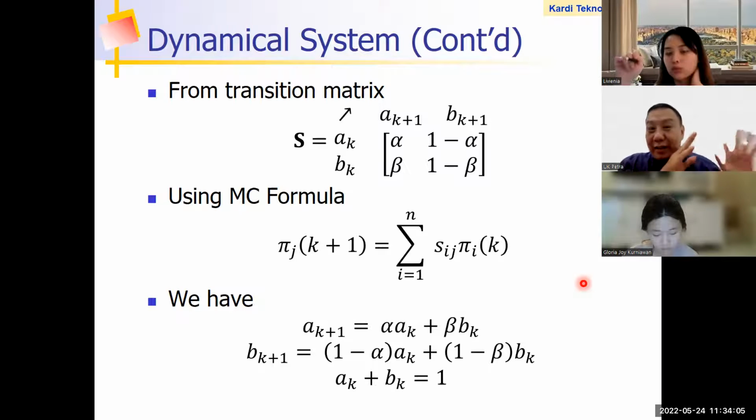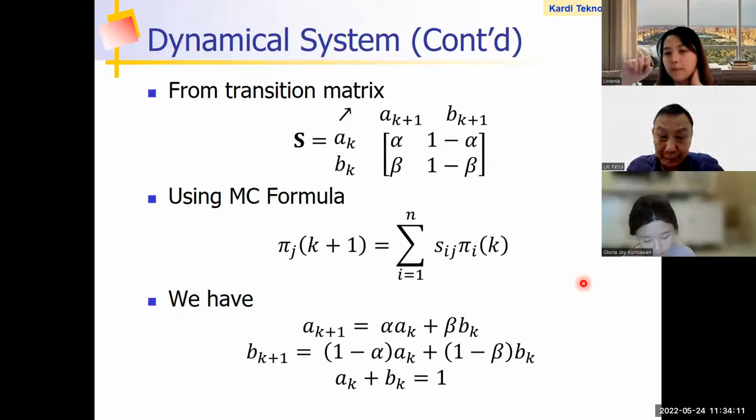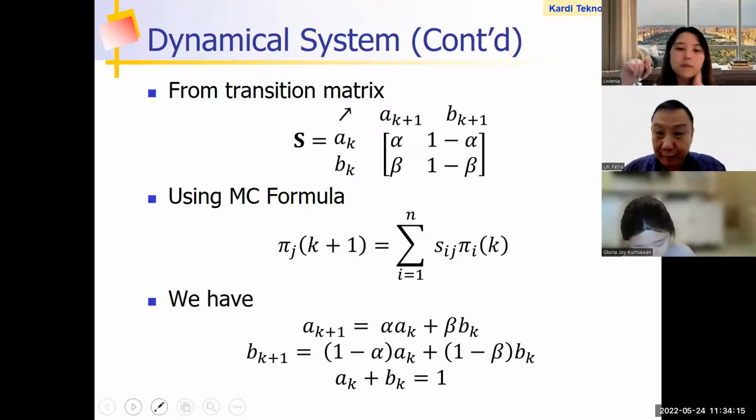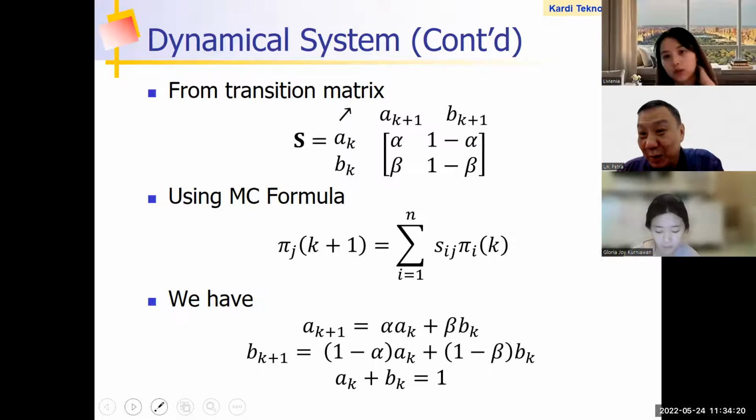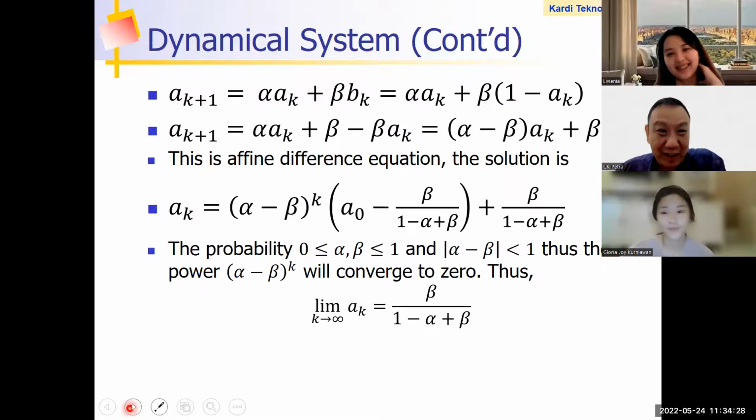So I try to connect the difference equation with the Markov chain. So up to here, is there any question? Is this too fast or too slow? Or just okay? Can you grasp it? Okay, so far okay, right?